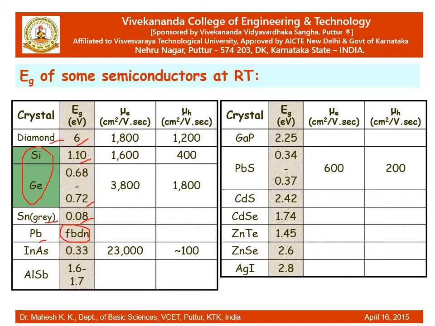There are also some compound semiconductors like aluminum antimonide, gallium phosphide, cadmium sulfide, cadmium selenide, or zinc telluride. So these are some of the semiconductors that we have.